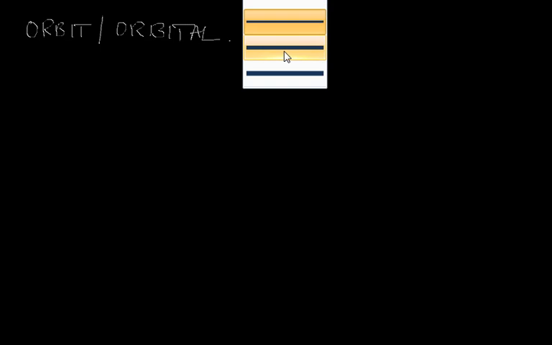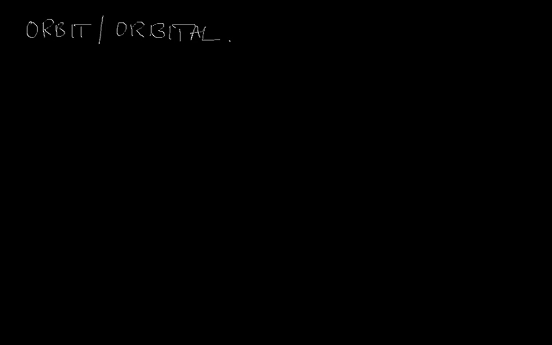Everyone, so in this video we're just going to discuss some of the differences between an orbit and an orbital. There are a few differences between the two, and it's important that we realize them. An orbit is a well-defined circular path around the nucleus in which the electrons revolve. Okay? So it is the path in which the electrons move around the nucleus.